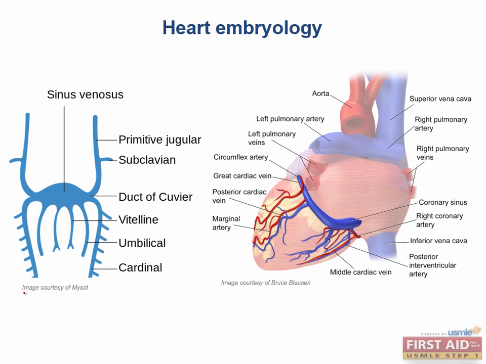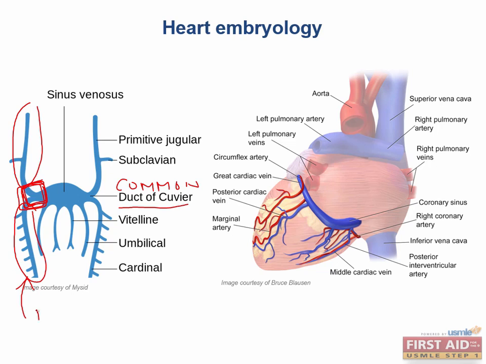Now what about the left horn? The left horn of the sinus venosus becomes the coronary sinus. This long structure here is the right anterior cardinal vein. It joins this other cardinal vein coming from above. When two cardinal veins come together, you form this here. This is a common cardinal vein, also called the duct of Cuvier because he was the first dude to discover common cardinal veins. So the combination of this right anterior cardinal vein plus the common cardinal vein will give you the superior vena cava.